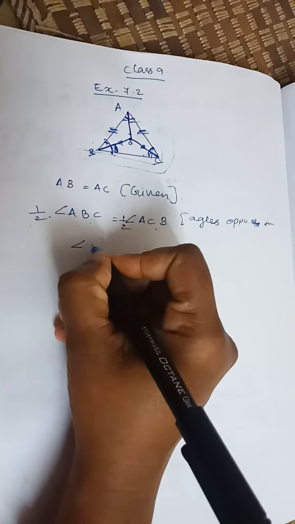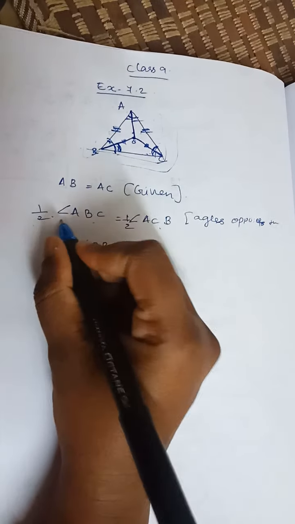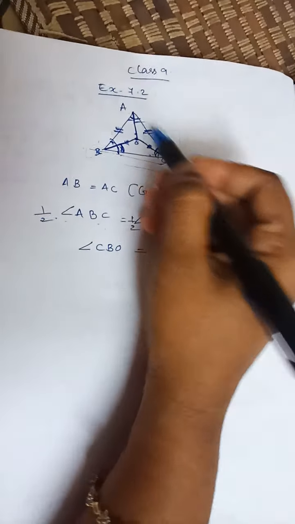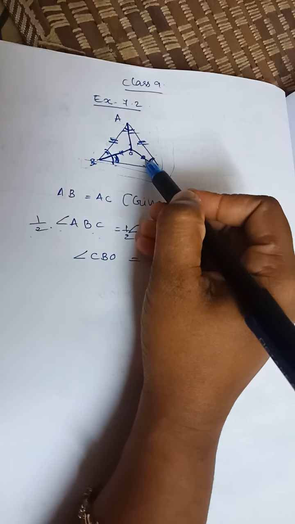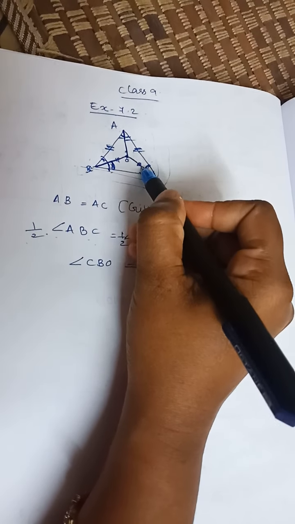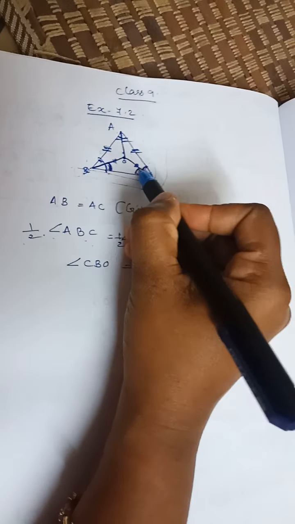So angle CBO we can write as half of ABC. That means this angle, angle CBO, is equal to half of ACB. Half of ACB, how can we write it? That means angle BCO, this angle. So we can equate these two angles, correct?